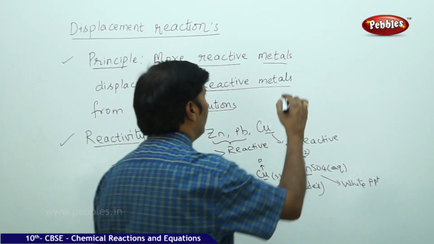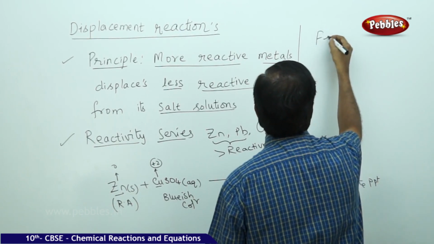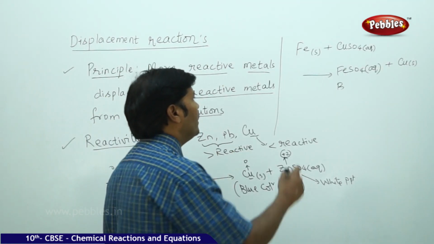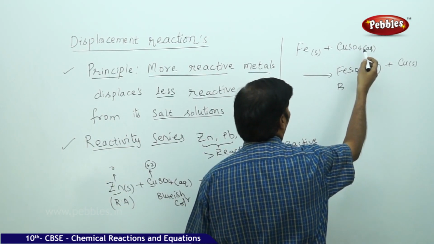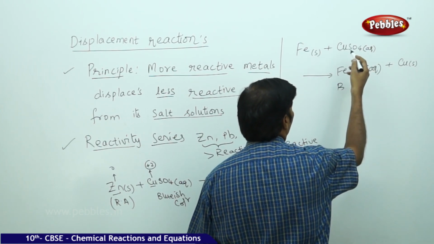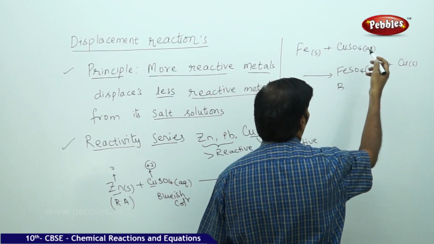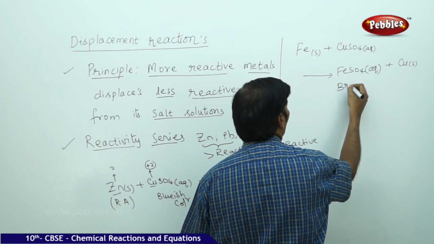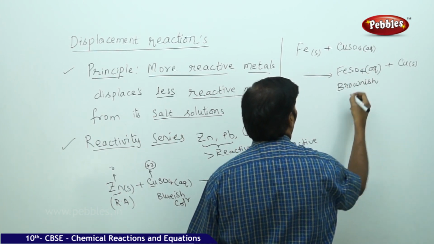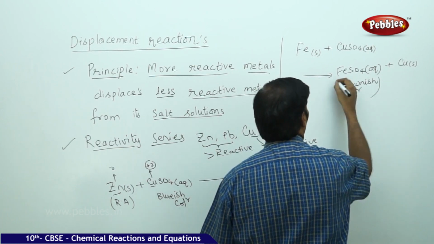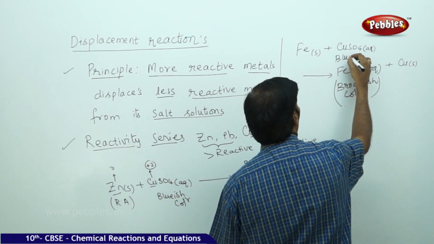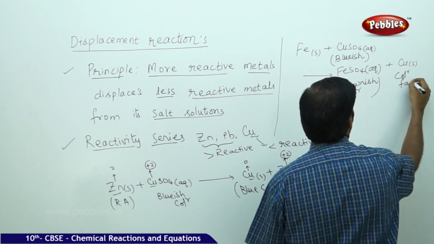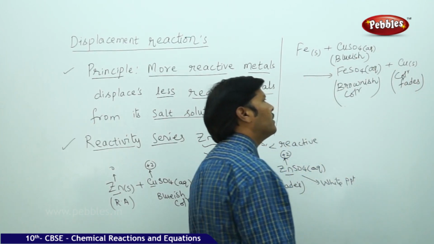Then you can go for one more reaction if you want. Likewise, if you take iron solid and treat it with copper sulfate aqueous solution, this iron gets converted to ferrous sulfate and copper is getting reduced to copper solid, and the solution appears a brownish color. This is bluish color, and this color fades. Less bluish color is obtained.